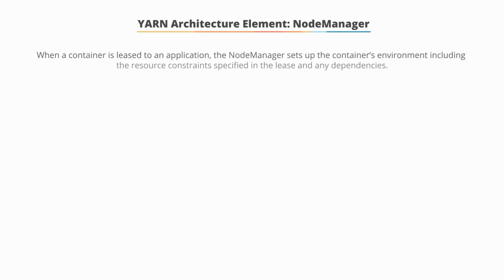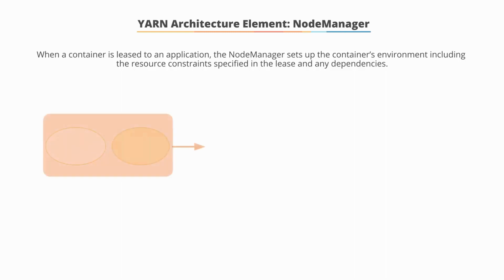The third element of Yarn architecture is the node manager. When a container is leased to an application, the node manager sets up the container's environment. The environment includes the resource constraints specified in the lease and any kind of dependency such as data or executable files. The node manager also offers a number of services to containers running on the node, such as log aggregation service.